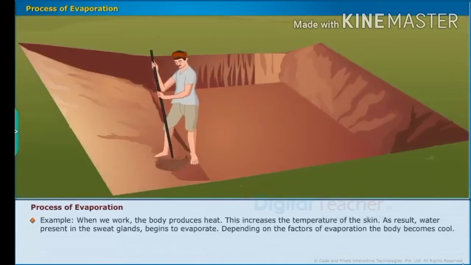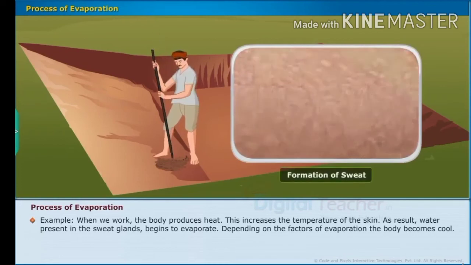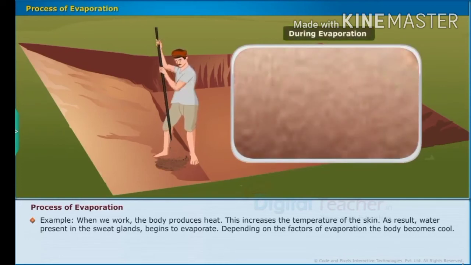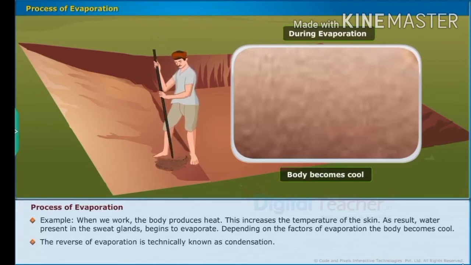Example: when we work, the body produces heat. This increases the temperature of the skin. As a result, water present in the sweat glands begins to evaporate. Depending on the factors of evaporation, the body becomes cool. The reverse of evaporation is technically known as condensation. Let us learn about this process in detail.